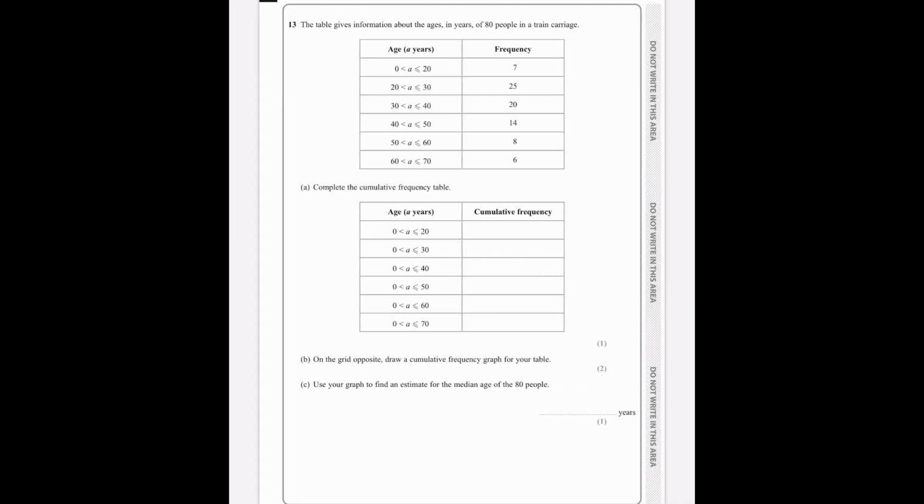Okay, cumulative frequency, so I'm just adding each number as I go up. So 7 is still 7, add 25, and then add 20, and then add 14, and 8, and 6.